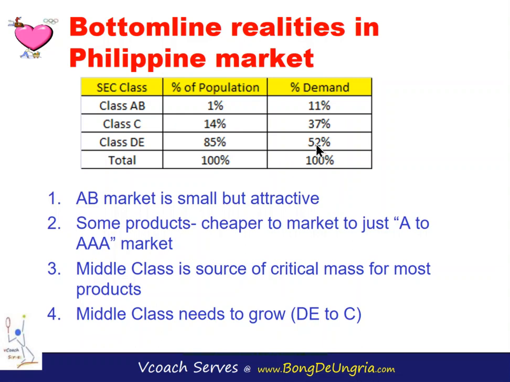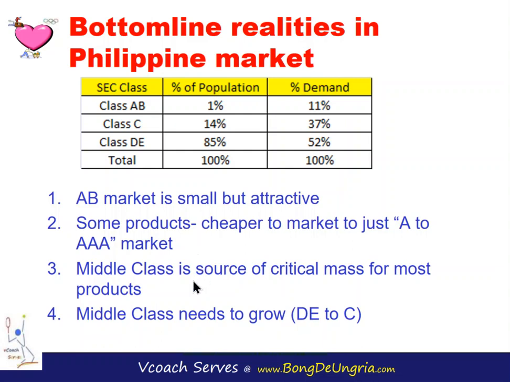where they, of course, consume or demand relatively less. And in fact, some products are cheaper to market when it's limited to just A and the AAA market. Think of a Lexus car or a high-end condominium. You don't try to sell it to CDE because then it will take a lot of time, effort, and it will not be worth the expense because they can't buy it anyway.